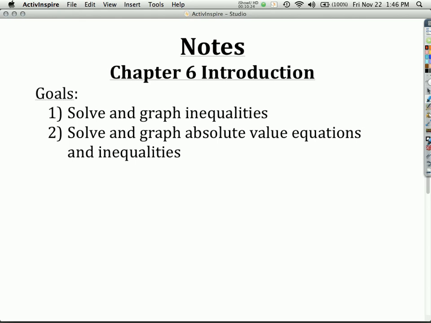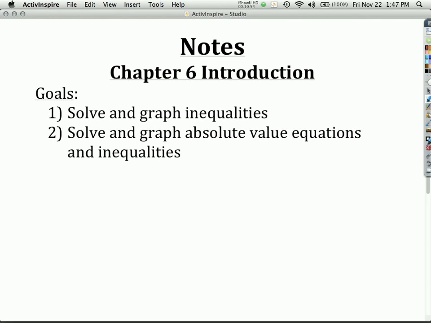I wrapped up the goals into 2 statements. First major goal is to solve and graph inequalities. We're going to be doing most of that today. You hopefully noticed the title of today's lesson, which was lesson 6.1/6.2/6.3. So I am wrapping 3 lessons into 1.